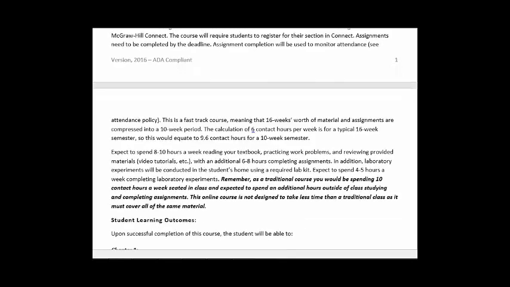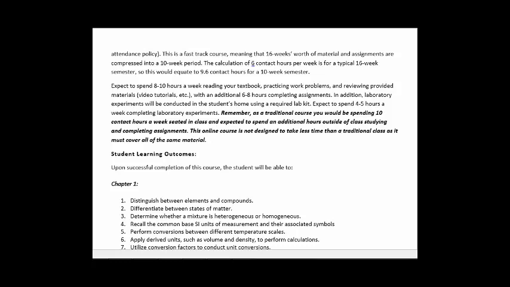This is a fast track class, so a normal semester is 16 weeks. Our summer semesters, on the other hand, are 10 weeks, so almost twice as fast. So those 6 contact hours per week are for a 16-week semester. For a 10-week semester, that's almost 10 contact hours a week. That's how many hours you would be spending physically in the classroom every week if this was seated.